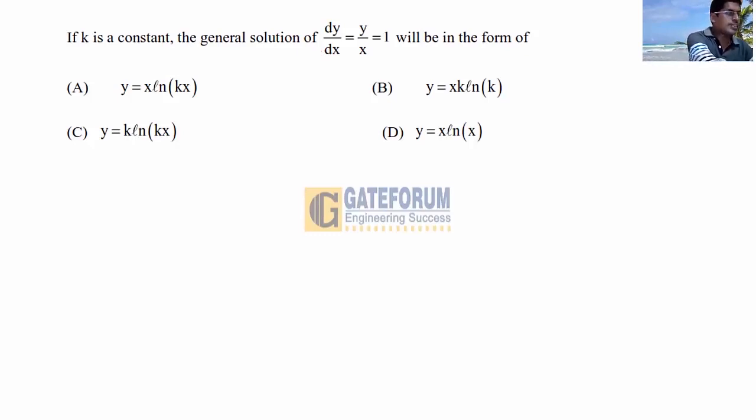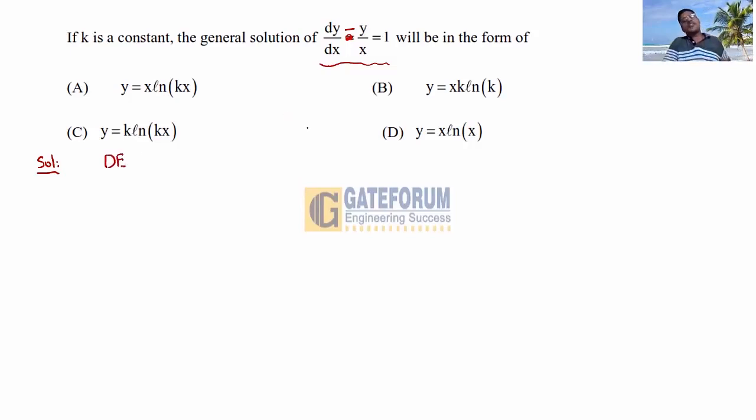Here dy by dx has power 1, so this is a first order and first degree differential equation. Here the sign is minus, not plus, as modified. So the differential equation is dy by dx minus y by x is equal to 1. This is a GATE 2021 question, DE.